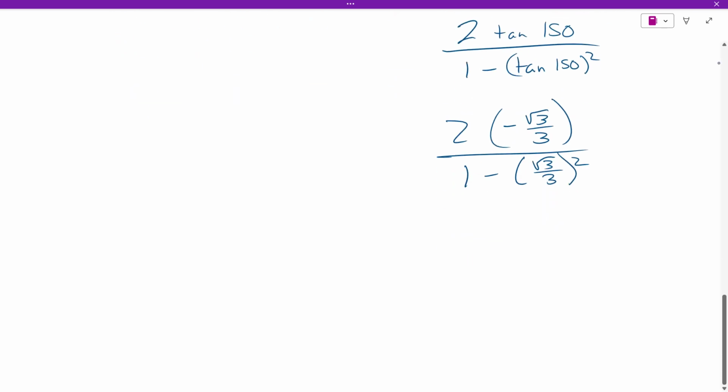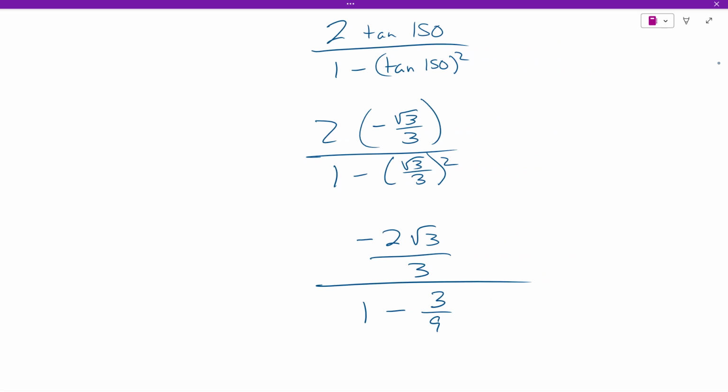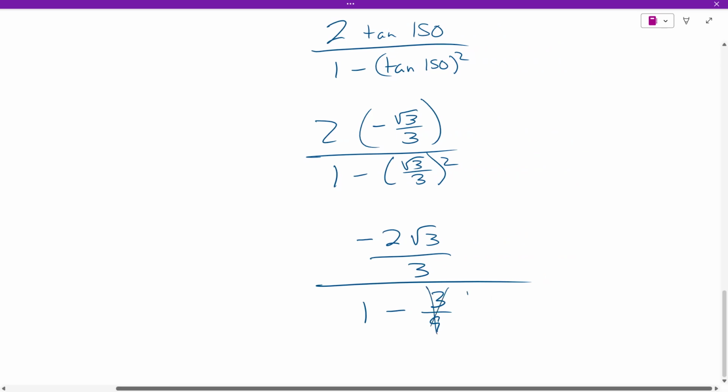So your numerator is going to be negative 2 square root of 3 over 3. Your denominator is going to be 1 minus square root of 3 squared, which is 3 squared is 9, which really is 1/3. So you have negative 2 square root of 3 over 3 over 2/3.